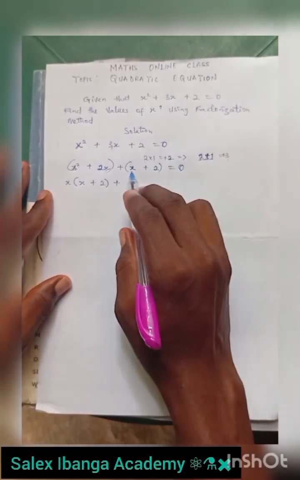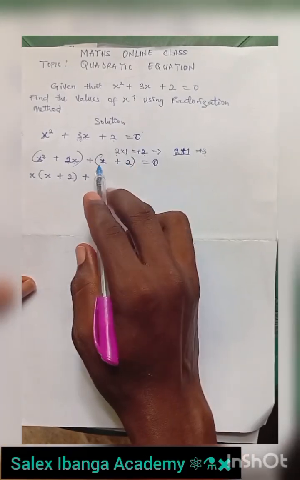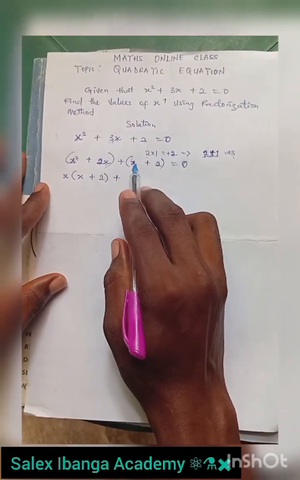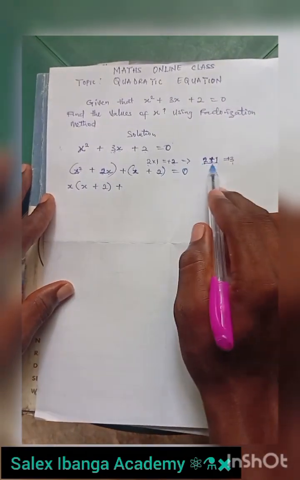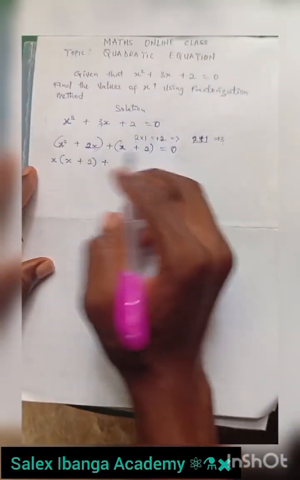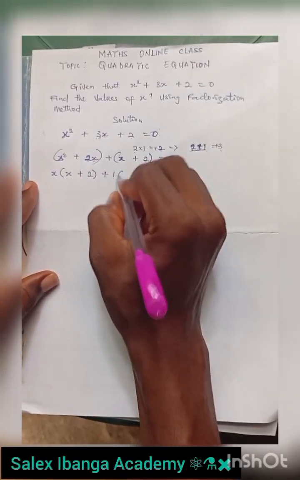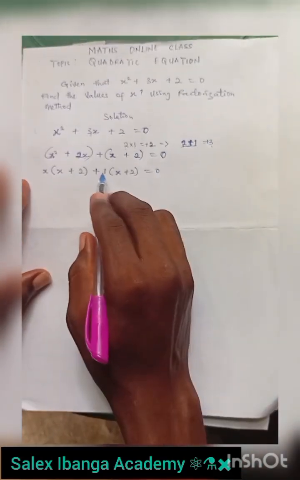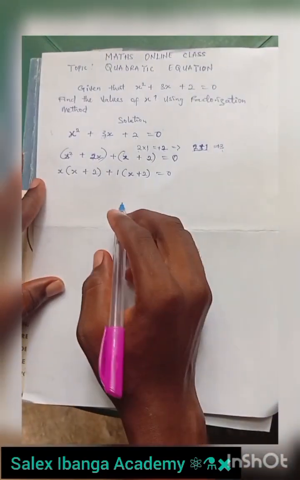Plus, coming to this one, here you have x, here you have 2. You cannot factorize x inside here. What you do is you only factorize 1, because the factors we have were 2 and 1. So we factorize 1. If I factorize 1, nothing will change in the equation. That is 1 into x plus 2 equals 0. If I say 1 times x, it will not change the equation. 1 times 2 doesn't change the equation.